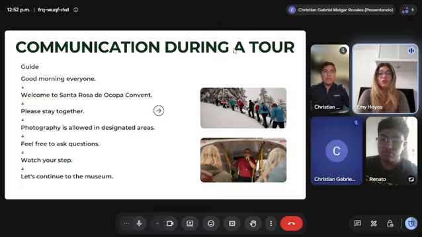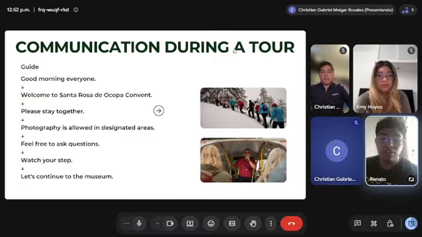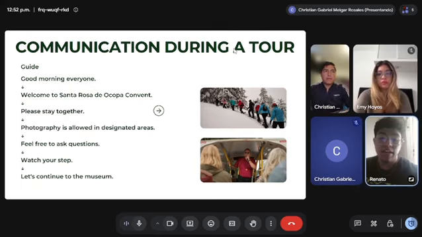What expressions do tour guides usually use? Tour guides use polite and clear language. For example: on your left, behind you, please remain with the group, and photography is allowed only in the designated areas.